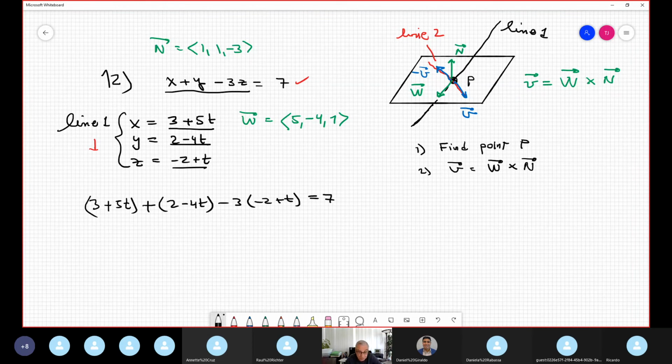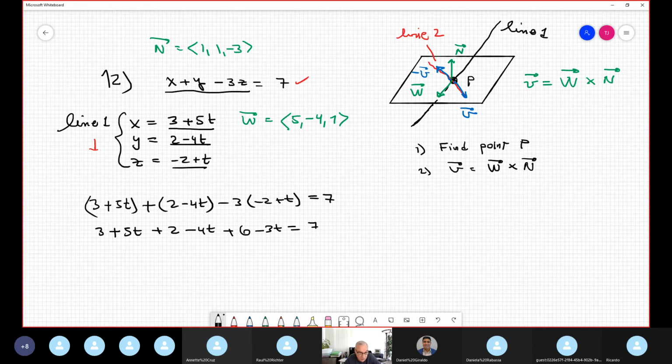When you try, we have no solution. That means it's parallel. If it's parallel, it has no sense in that problem. But in this case, yes, we have a solution. It's 3 plus 5t, remove the parenthesis, plus 2 minus 4t, plus 6 minus 3t, equals 7.